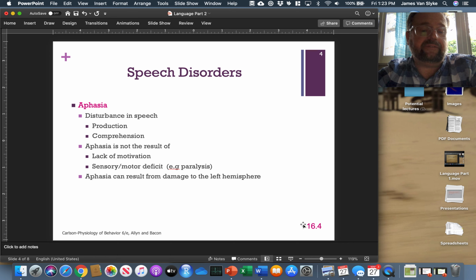Because we know that the left hemisphere tends to be dominant for language, many times aphasias are associated with some sort of traumatic brain injury, TBI, that occurs within the brain, or some other disease that causes problems in the brain, or a stroke.